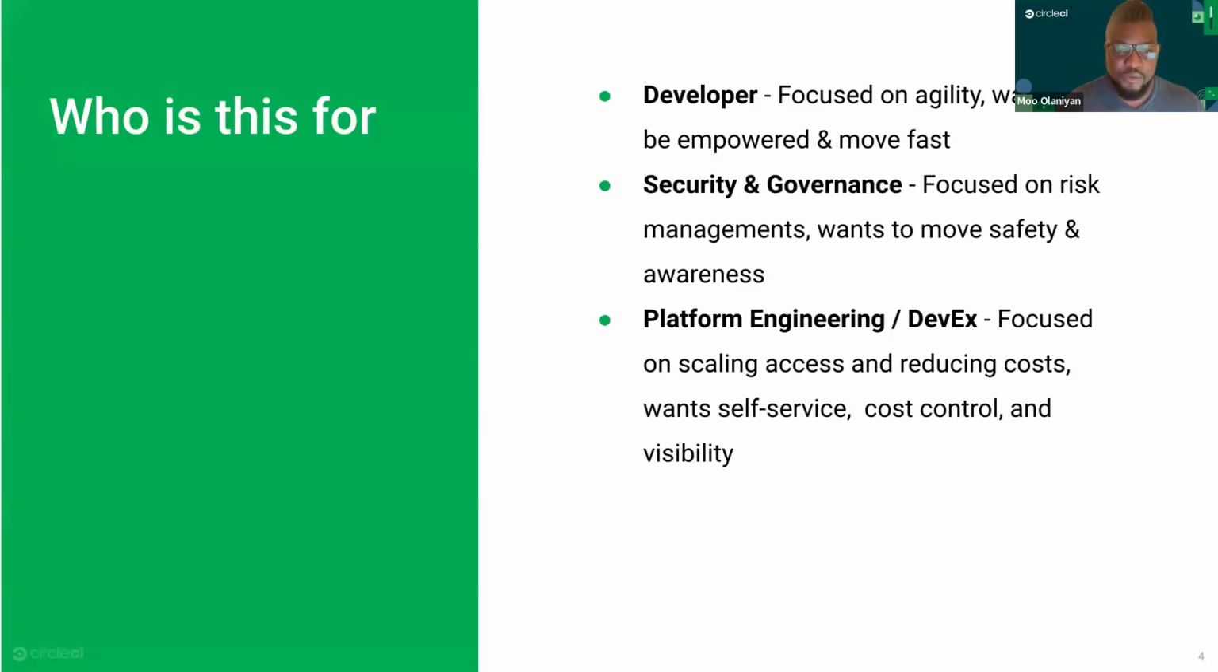So let's start with who is this for. Really, it's for anyone that's involved in the software delivery challenges. If you're a developer focused on agility and want to be empowered to move quickly without the fear of breaking things, this conversation is for you. If you're in security and governance, if you work in the CISO's office, or if you work with attestation or internal auditors, this conversation today is for you, right? Because you're focused on risk mitigation and management. You want the organization to move safely with high-level awareness and transparency. And we're absolutely going to talk about that.